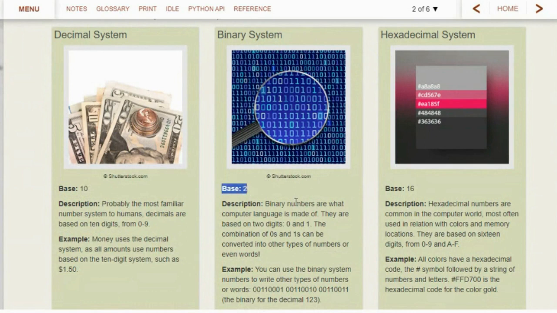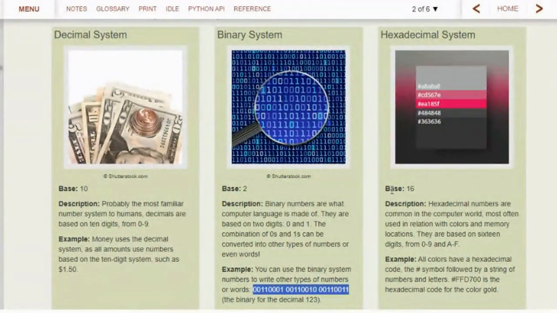It only uses zeros and ones, 2 digits. Binary numbers are what the computer languages are made of. It's the most basic language. The combination of zeros and ones can be converted into other types of numbers or even words. You can write words in binary. Like you can use the binary system to write other types of numbers or words. So 0011 0001 0011 0010 0011 0011. That is 123 in decimal. Now you see why we use decimal and don't use binary, right? Woo, man. So that's how you write 123 in binary right there.